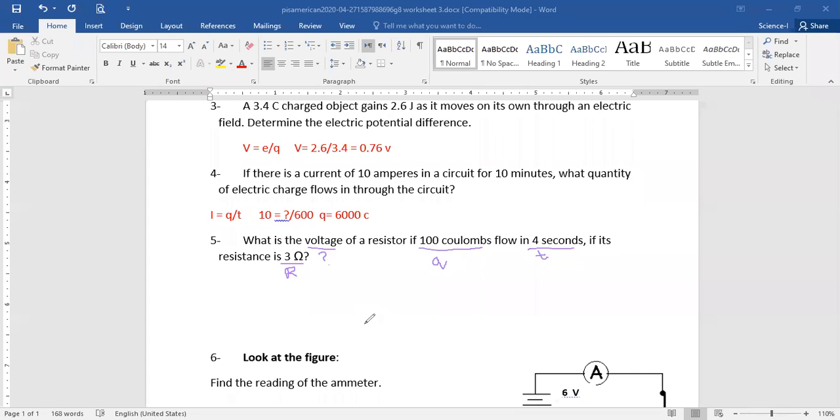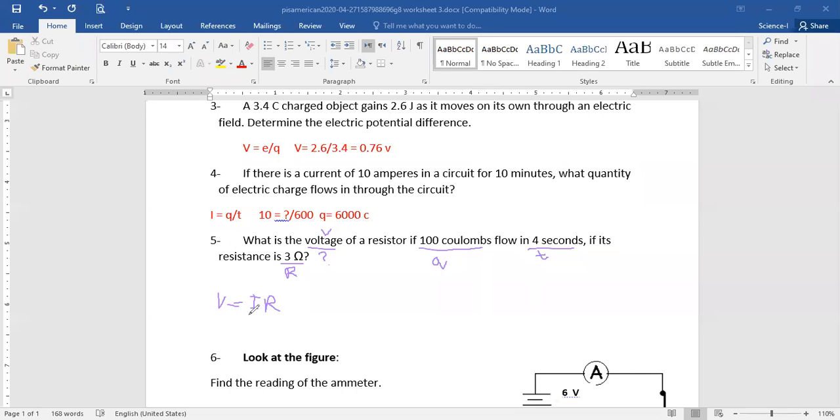So how could we do this one? Yes, Fadia? What is the voltage of a resistor? Resistance multiplied by the current. So you are gonna use the rule that V equals IR. Very good, Fadia.